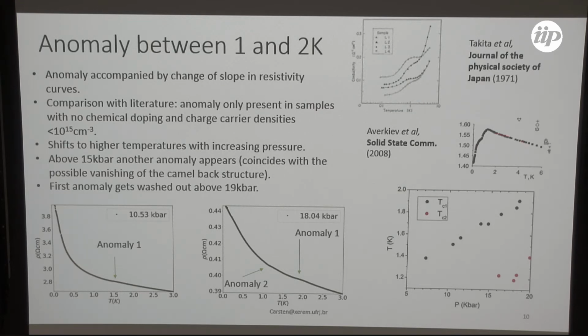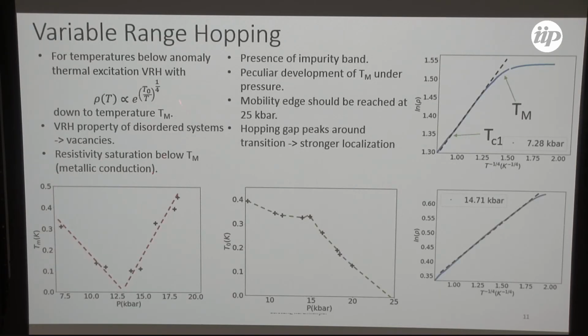I should mention this paper here at this point. These are the samples that we know of from the literature with the highest amount of vacancies that do not have chemical doping, and they become metallic around this range here. At zero pressure, this anomaly is at 1 Kelvin. We analyzed this slope here, and what we find is that it follows very well the exponential of 1 over T to the 1/4, so that is probably variable range hopping, and that is consistent with the quality of our sample.